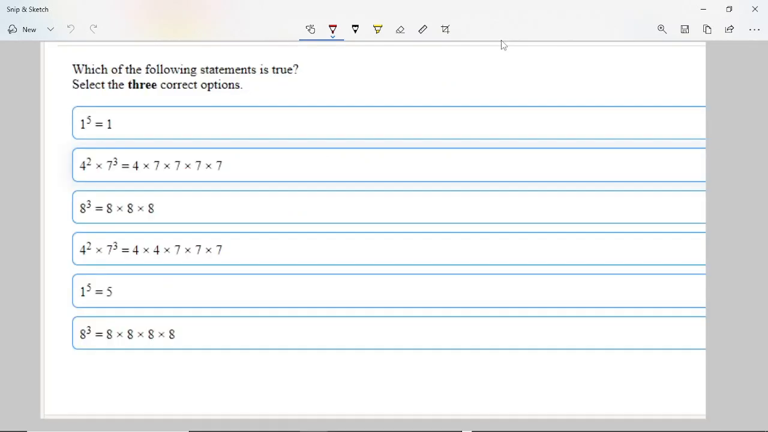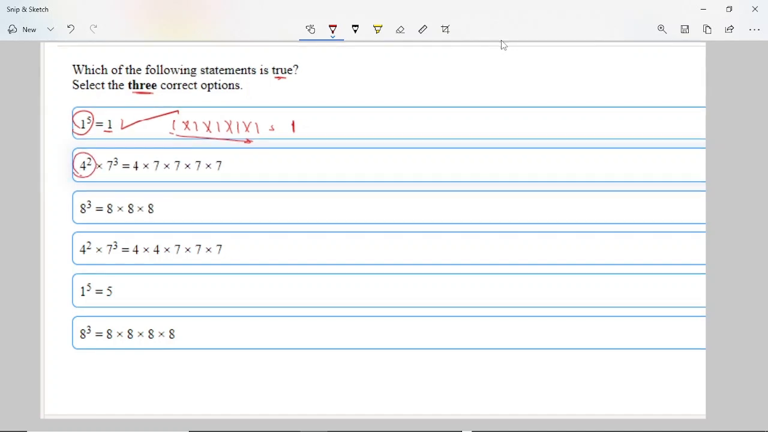Which of the following statements is true? Select 3 correct options. 1 to the power of 5 equals 1. Yes, this is the right answer, because 1 multiplied by 1 multiplied by 1, 5 times. So 1 multiplied 5 times will be 1. So this is the right answer.